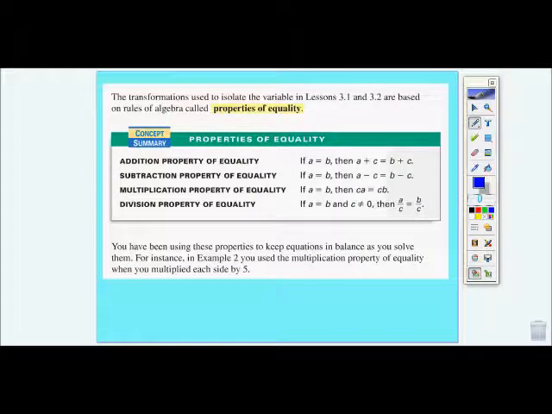Now we have the properties of equality, and these are all the properties that we have been talking about. You'll notice in the first one, the addition property, it says if A equals B is what we want our final to be, I can add C to both sides and that would still be true. The subtraction, I can subtract C from both sides. The multiplication, I can multiply as long as I'm multiplying both sides. And for division, I can divide each side by the same number. This is properties of equality or balanced equations.